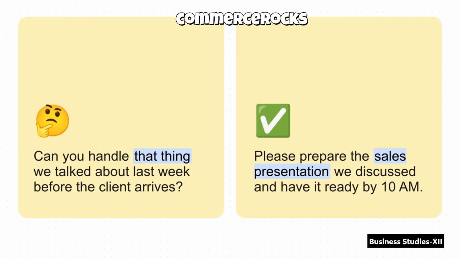Just look at this. A vague request like, "handle that thing," is a classic communication trap. I mean, what thing? When is the client arriving? It forces the other person to guess. But the clear version? It leaves 0 room for doubt. This is also a perfect example of an unclarified assumption. The sender just assumes the receiver knows exactly what they're talking about, but they never actually check.